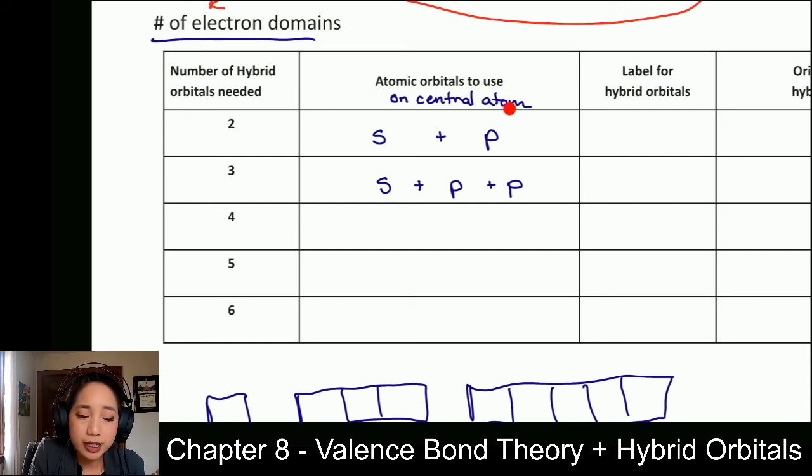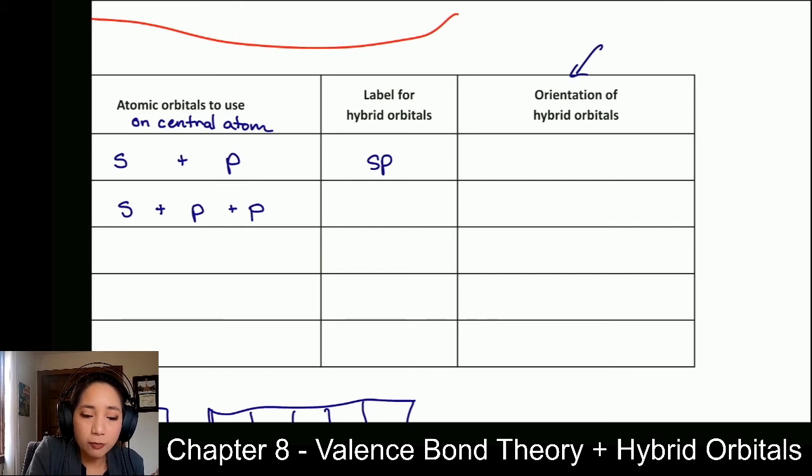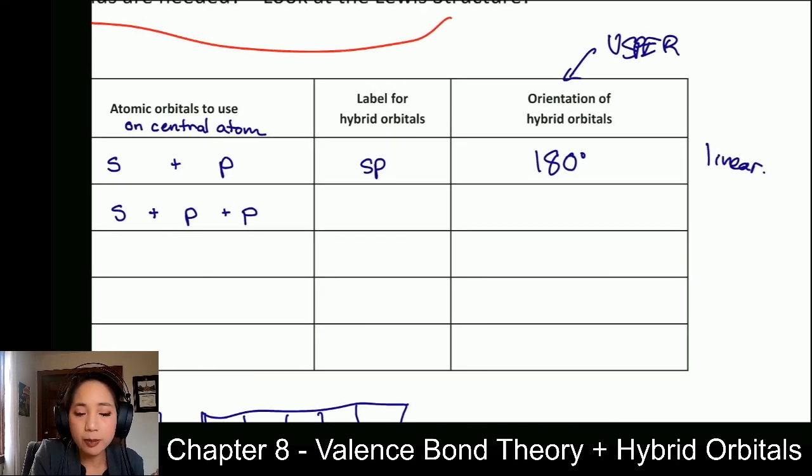The atomic orbitals needed to make your hybridization, we need an s atomic orbital and a p atomic orbital. So the label for the hybrid orbital for that central atom is sp. Okay, and so sp, the orientation of those hybrid orbitals is dictated by VSEPR theory. So we know that 2 electron domains around a central atom, that's linear, so it's 180 degrees because it's linear, right? So it's dictated by VSEPR theory and your electronic geometry.